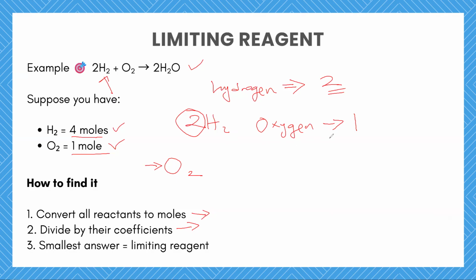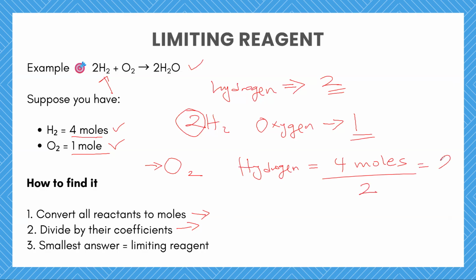All right, so the coefficient of oxygen is 1, the coefficient of hydrogen is 2, and we are dividing by their coefficients. So for hydrogen, remember we were told that we have 4 moles available. So we divide that by the number of the coefficients, which is 2.